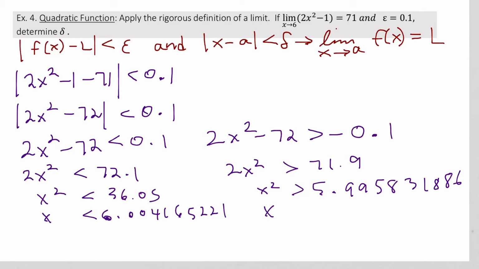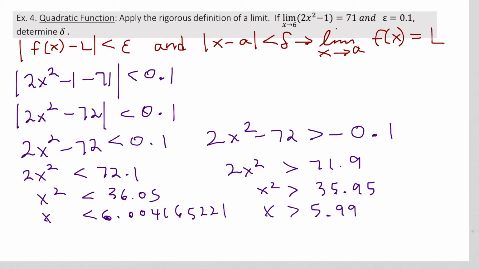Wait a minute, that's not it. Hold on. 35.95. And then that other number is the square root of 35.95, 831886. I kept all those digits. So we're down to where we have x.